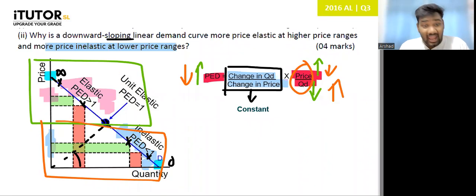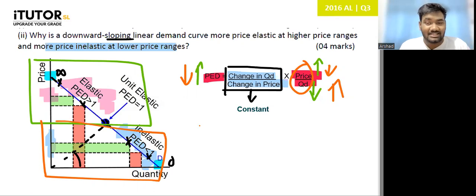Then you can say at higher price ranges, this price to quantity ratio is high. That means the price is high, QD is low. So therefore, PED takes a higher value, in other words, an elastic value. But in the lower price ranges, this price to quantity ratio is low, meaning price is low, QD is high. Therefore, this takes an inelastic value.